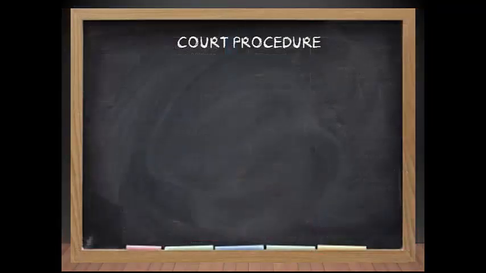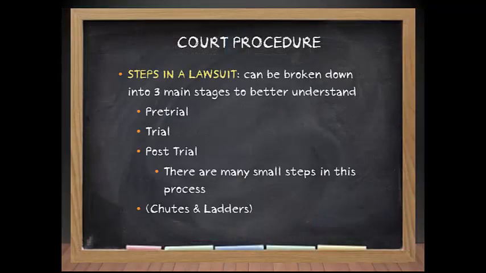There are 3 main stages to a lawsuit, and there are many small steps in the process. This may seem too simple, but pay attention. 3 main stages: pre-trial, trial, and post-trial. Pre-trial, trial, and post-trial. What happens leading up to going to court, the actual presentation of the case in court, and what happens after going through the trial.